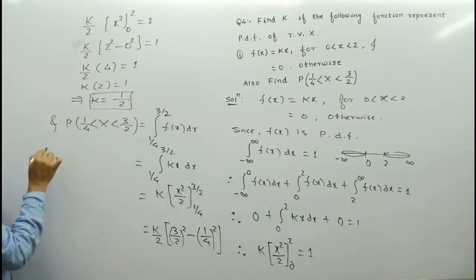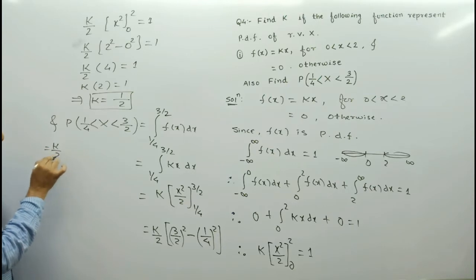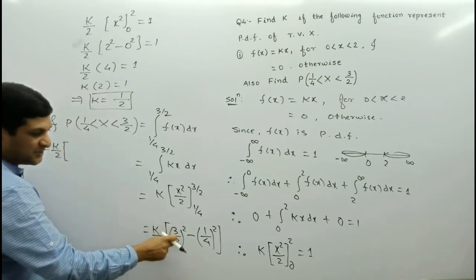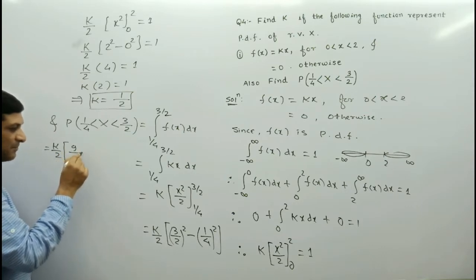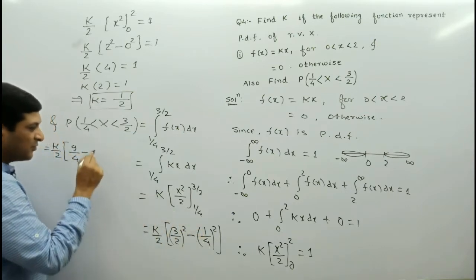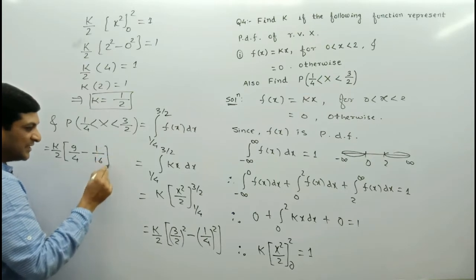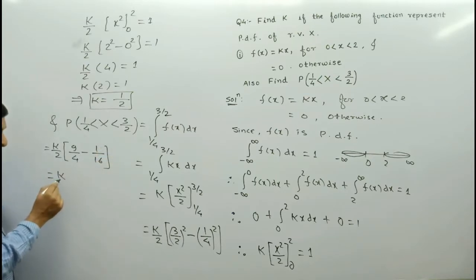So which is equal to k by 2, keep it as it is. What is square of 3 by 2 will be equal to 9 by 4, minus square of 1 by 4 will be equal to 1 by 16. So which is equal to k by 2, keep it as it is. Just simply we are taking its difference.